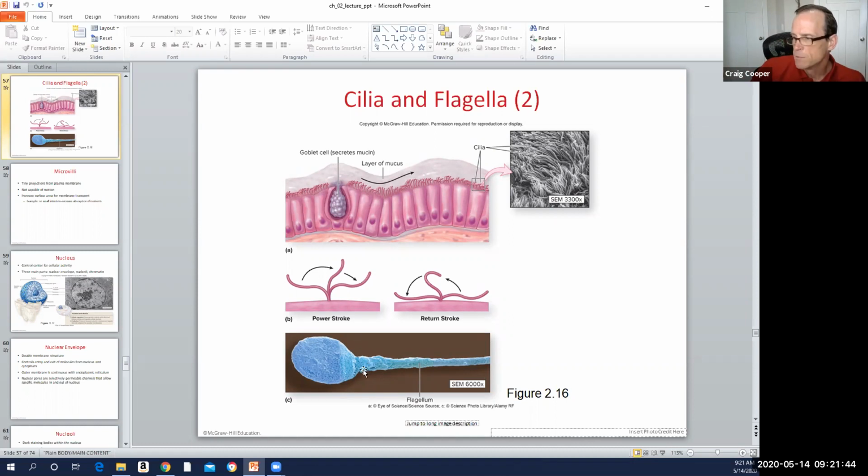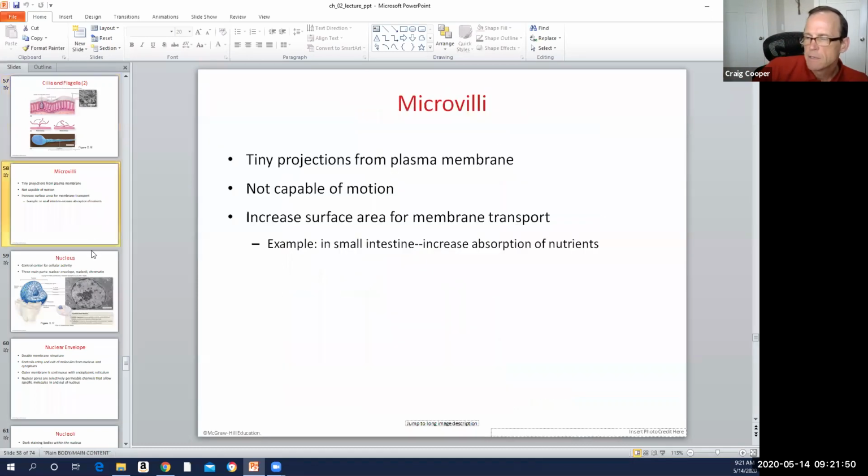And then there's our sperm cell with the flagella that they've got shown there. The last little projection on the outside of the cell is the microvilli. And these don't really move. They're kind of shaped like cilia in that they're like little hairs kind of sticking up. But their primary role is to increase surface area. And so we have a lot of these in the intestinal tract that help with absorption.